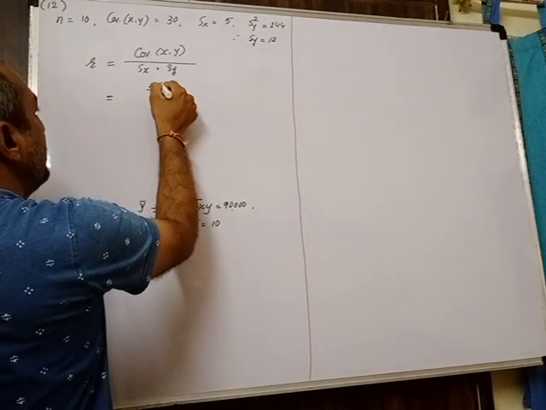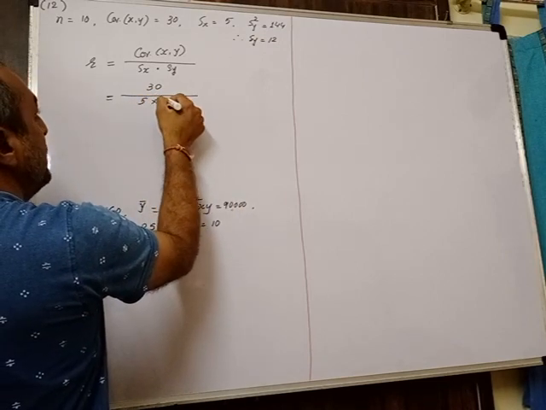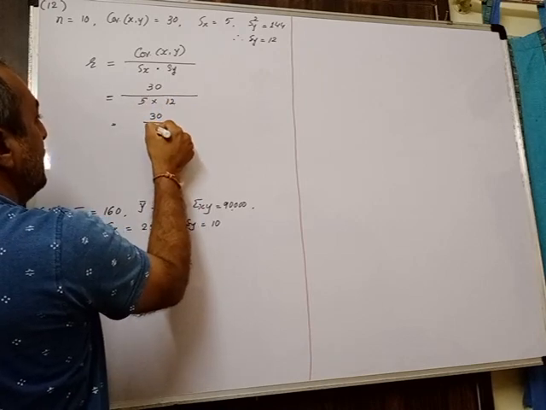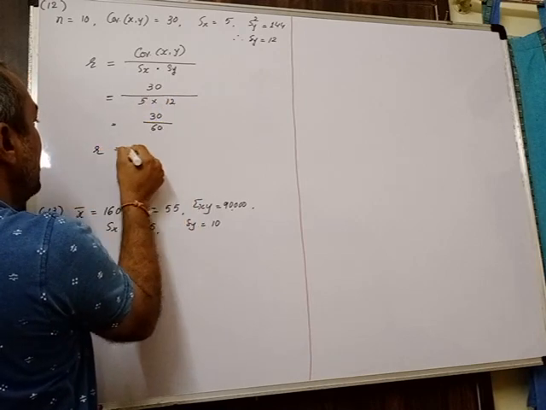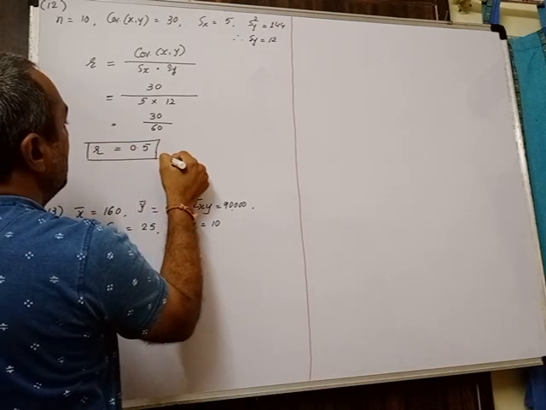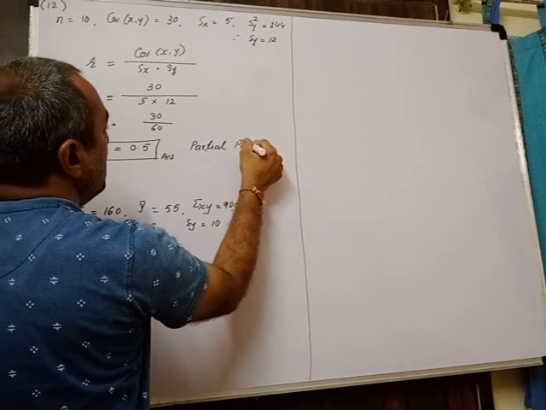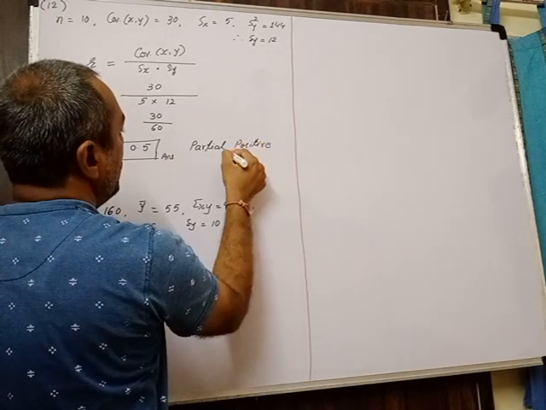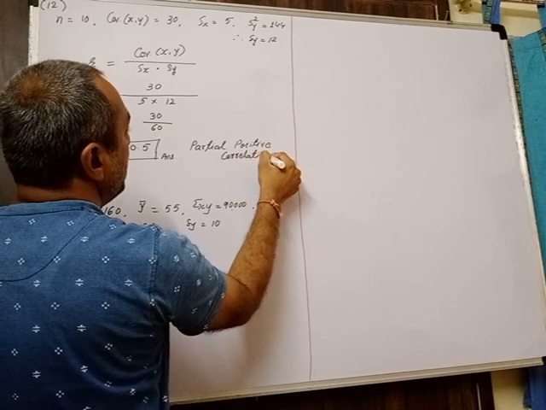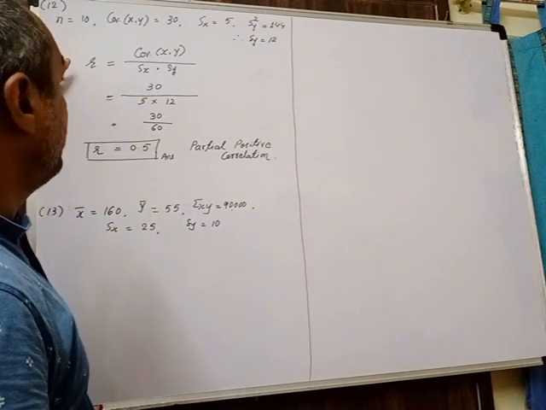So covariance of xy is 30 divided by sx 5 into sy 12. That is 30 divided by 5 twelves are 60. 30 upon 60. So r is equal to 0.5. This is your answer. And again, which type of correlation is it? Partial positive correlation. This is your interpretation.